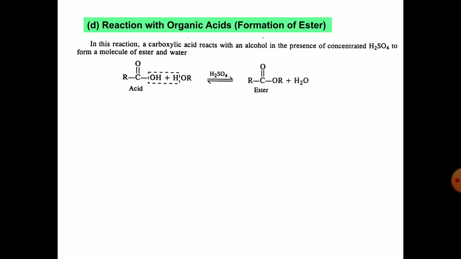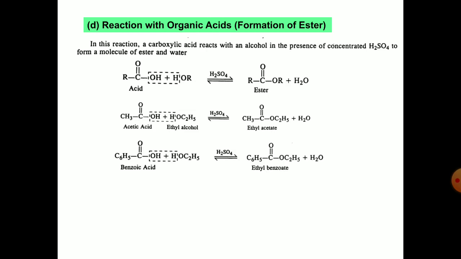So OR means it is an ester. Take some examples. So acetic acid plus ethyl alcohol. So CH3C double bond OH plus HOC2H5. So the OH of acetic acid and the H of ethyl alcohol combine together to form water, and the OC2H5 will attach to C double bond O. So what will the compound be? CH3 C double bond O OC2H5 plus water. So this becomes ethyl acetate plus water.